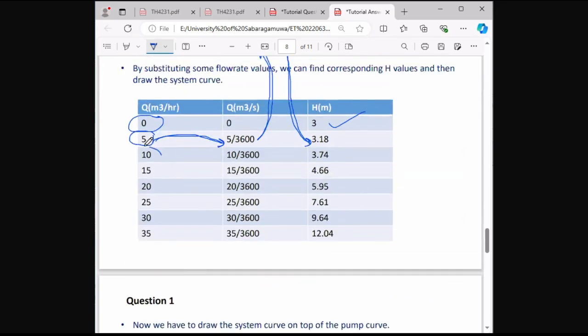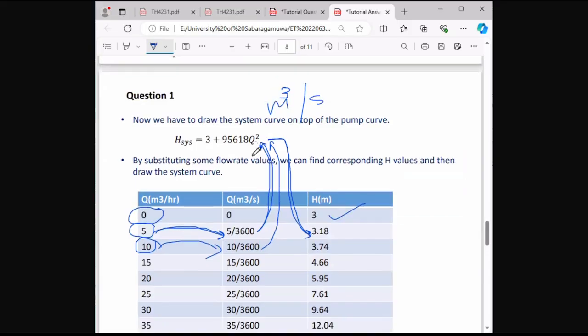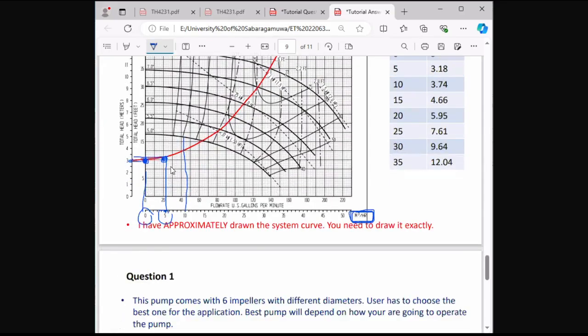10, you can put Q as 10, but we need to convert into cubic meter per second. The given value is cubic meter per hour, so due to this reason we need to convert to cubic meter per second. Then after that you can put this value into our equation. Then you will receive this one, head as 3.74. Okay, 3.74 like this.